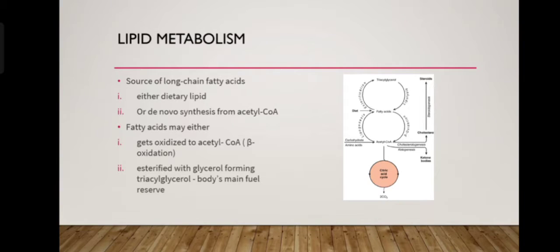The third topic is lipid metabolism. There are sources of long-chain fatty acids, either dietary lipids or de novo synthesis from acetyl CoA. The fatty acids may either be oxidized to acetyl CoA by beta oxidation, or esterified with glycerol, forming triacylglycerol, the body's main fuel reserve.